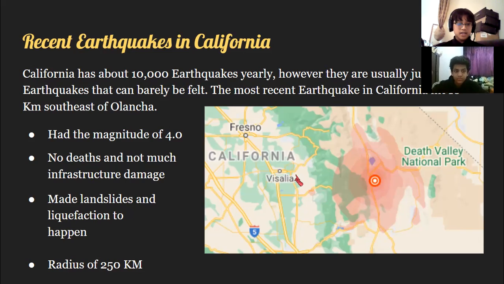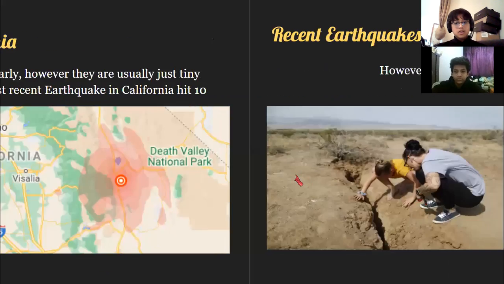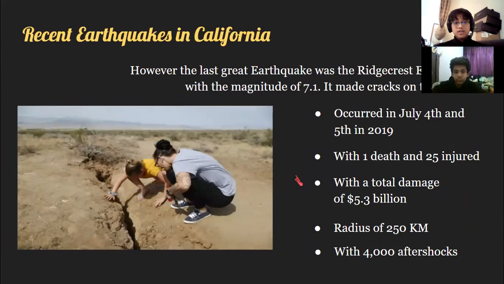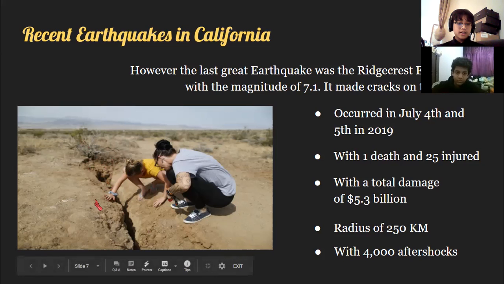Science has proven that even if the number is a lot, it doesn't mean that it's destructive. Even though California experiences 10,000 earthquakes per year, it's not that destructive. Most of them are magnitude 3 or magnitude 4. However, the most recent destructive one was the Ridgecrest earthquake with a magnitude of 7.1. It was really big, it made cracks in the surface. This is one of the areas of the Ridgecrest.